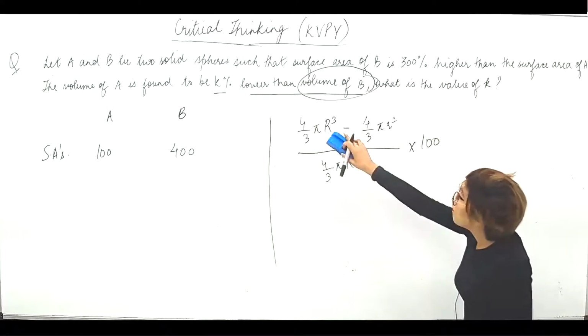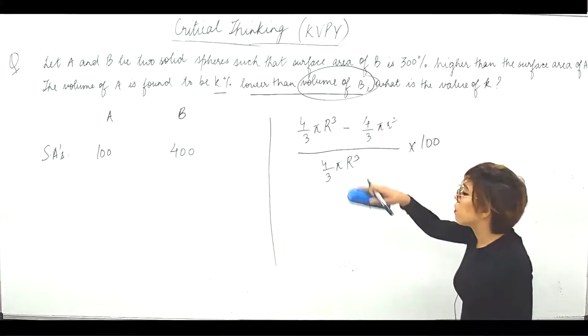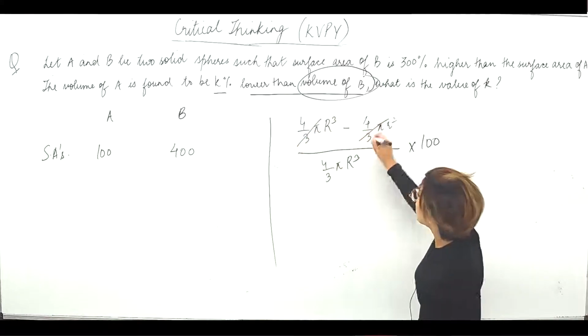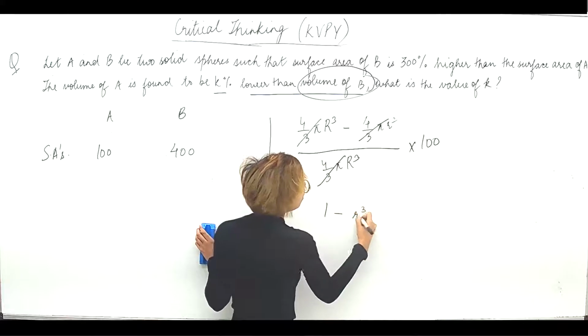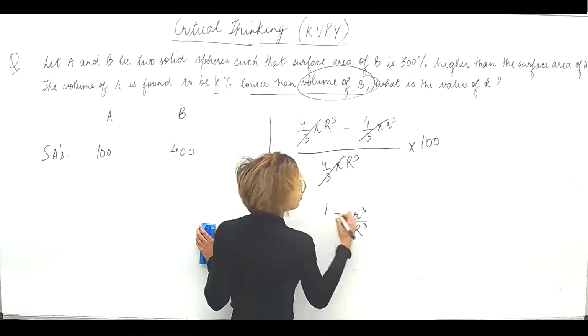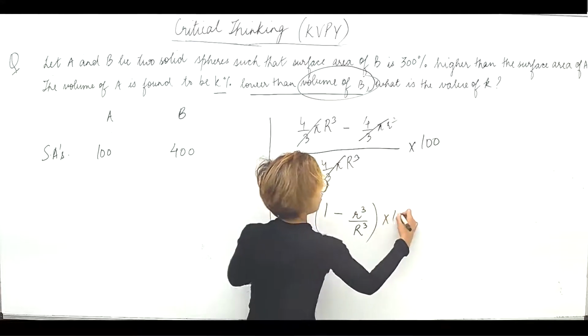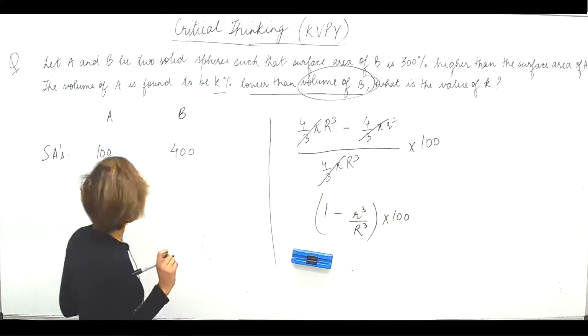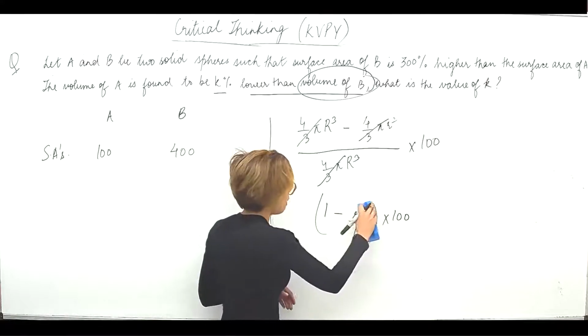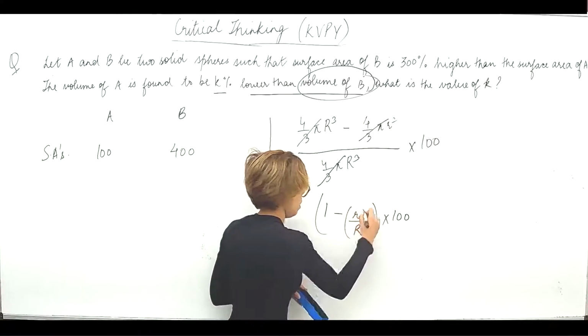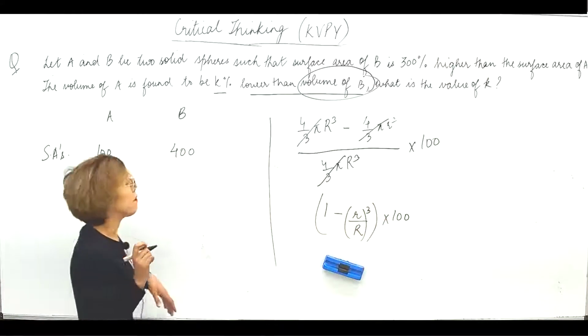So, obviously 4 pi by 3 will cancel. Sorry, you can take it common and cancel it out. And if I take it, this is 1 minus r cube by capital R cube into 100. Okay. So, I need that ratio. I need small r by capital R. That's it. So, let me find it out.